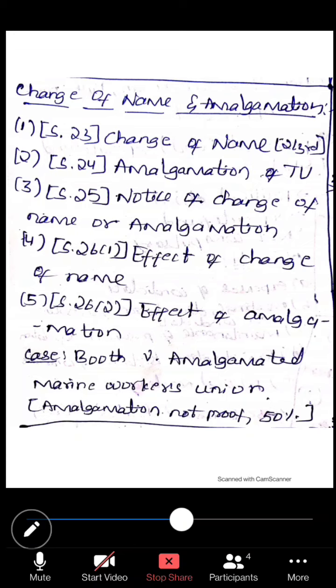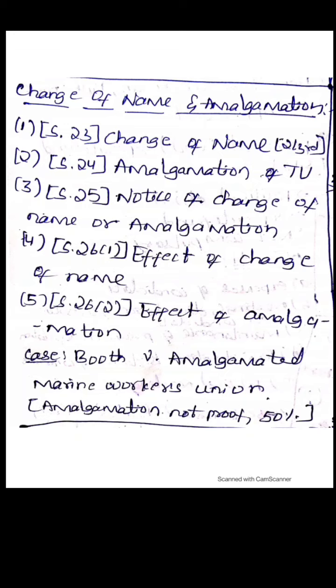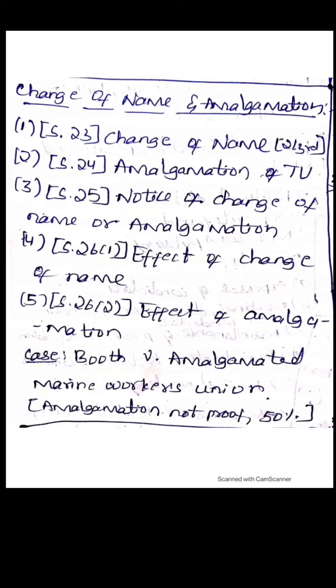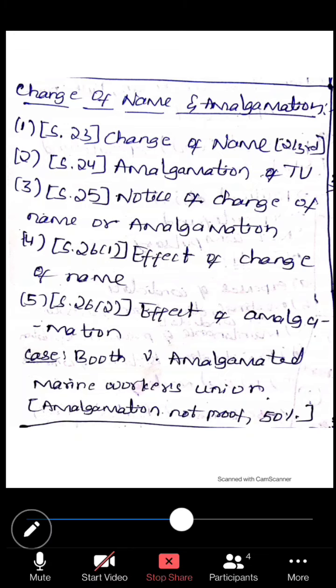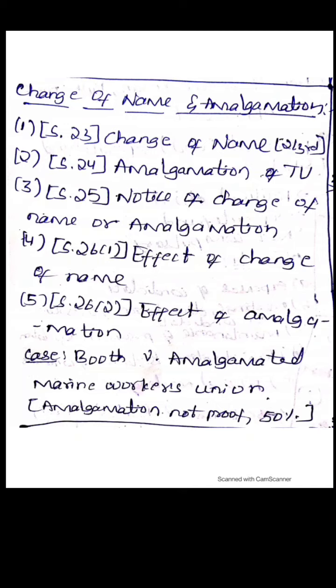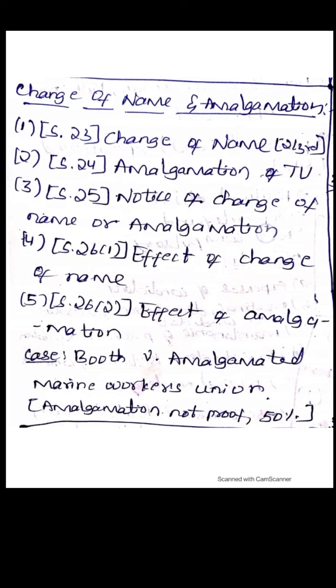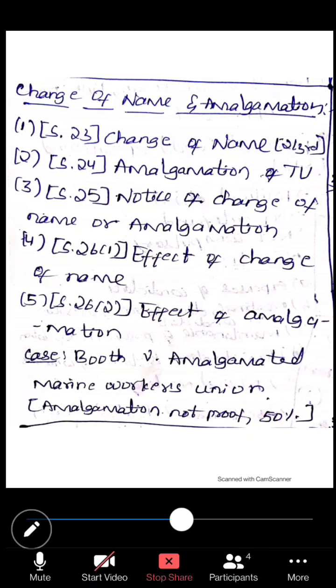To get amalgamated, the trade union should get a 50% voter turnout, and 60% of the votes should be in favor of amalgamation. So there should be a 50% voter turnout. Half of the members of the register should be voting. Voting should be done first. If half of the members of the registered trade union vote and 60% is in favor of amalgamation, then they can get amalgamated. According to section 25, notice of change of name or amalgamation.